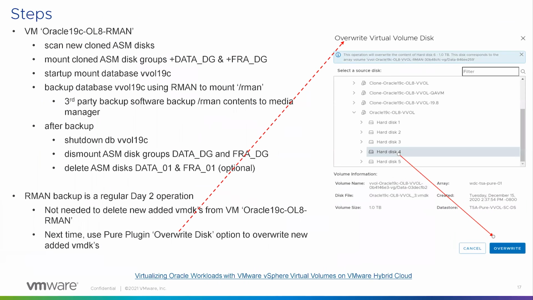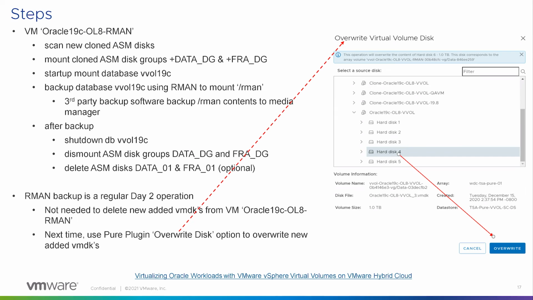Essentially, these are the steps that we would do once we attach the two new cloned VMDKs to the Oracle RMAN virtual machine. We would scan the new cloned ASM devices, and you would see four of them: the two original VMDKs and the two new VMDKs, the clones of the VMDKs that belong to the Oracle production virtual machine. You would mount these up, start up the vVol 19C database in mount mode, and then back up the Oracle database vVol 19C using the RMAN command to that mount point /rman.